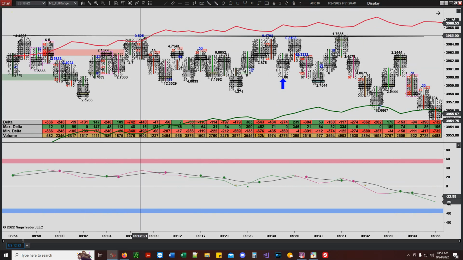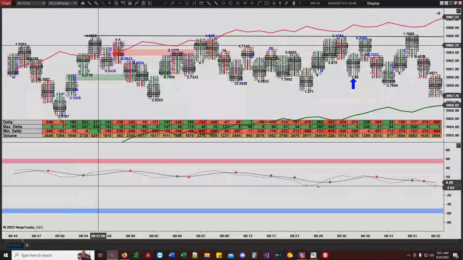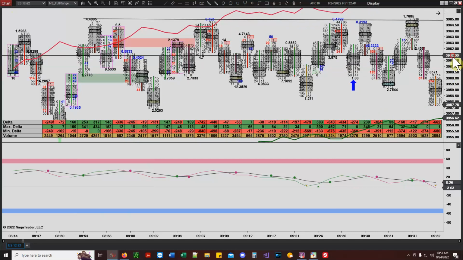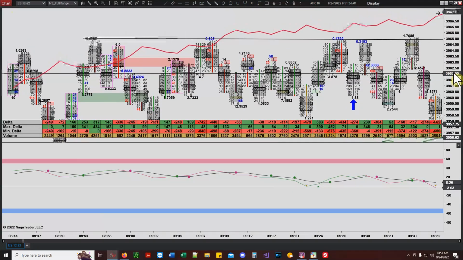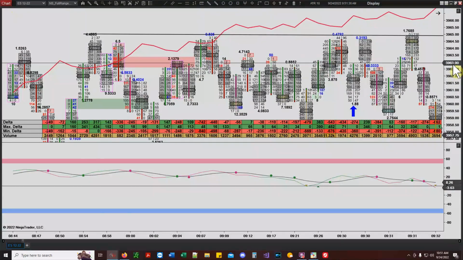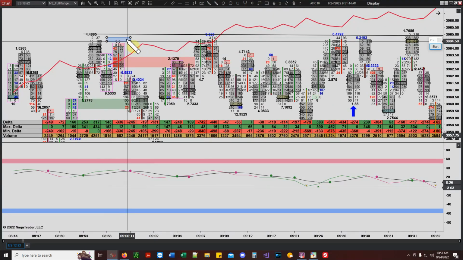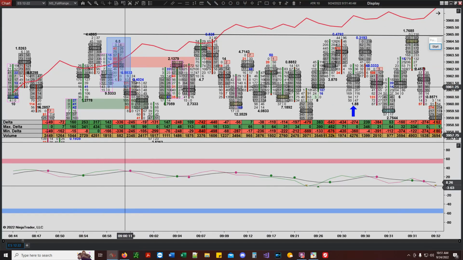Boom. We get the first ratio. Not only do we get a ratio up here, notice we're hitting the overbought line. Also, let's bring this up, we're also getting an imbalance box, which is right here.